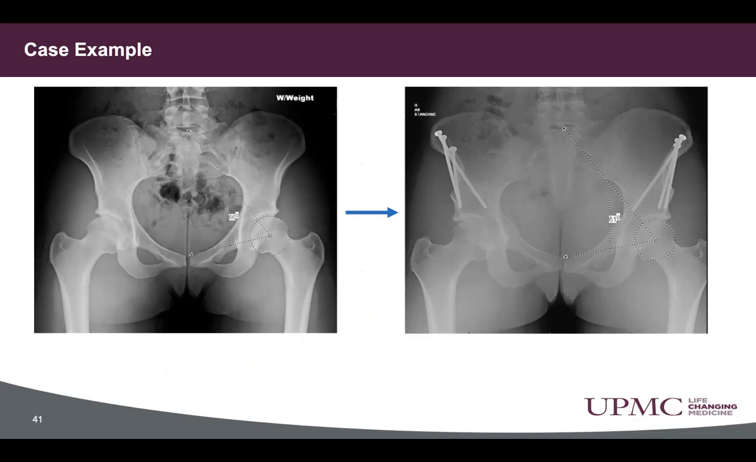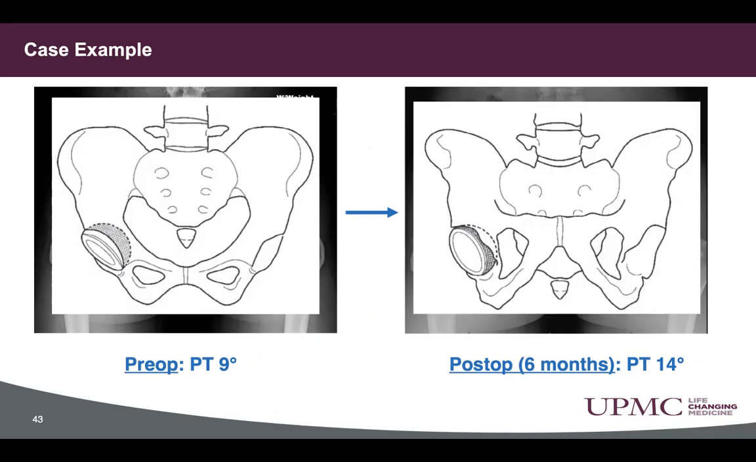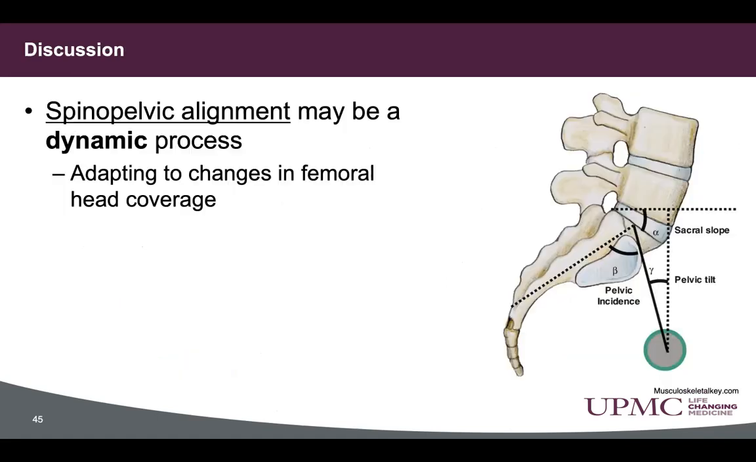This is a case example demonstrating this finding. This is a young female who underwent bilateral PAO surgery. Preoperatively, her pelvic tilt was 9 degrees. Postoperatively, at 6 months, her pelvic tilt had changed to 14 degrees, and this was sustained at a 1-year time point as well. So this supports the theory that the patient may have been decreasing her pelvic tilt preoperatively to give her increased superior lateral coverage, and then postoperatively, after she had a PAO and had more superior lateral coverage, her pelvic tilt could relax back to its more native alignment.